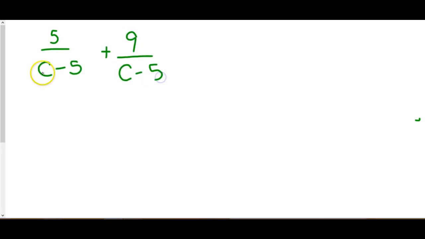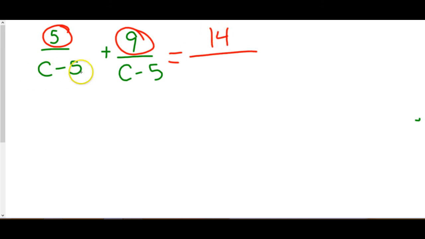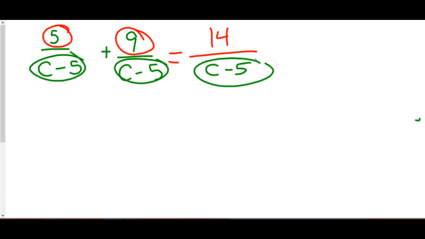So, one of the easiest kinds is when the denominators are the same already. When your denominator is the same, we're good to go. We can add our fractions already, but you only add the top parts. The 5 plus 9 will add to be 14. The bottom you leave as c minus 5. It is the same for every single fraction.